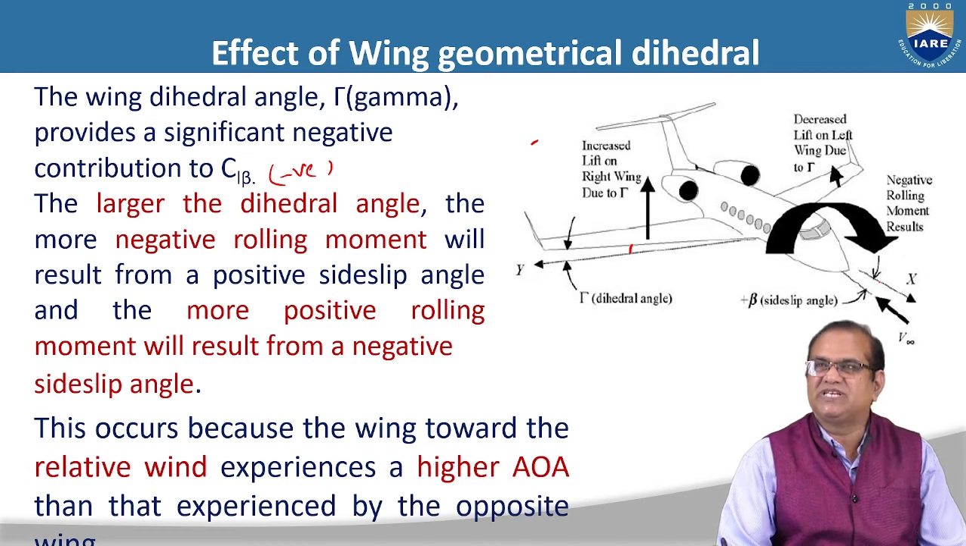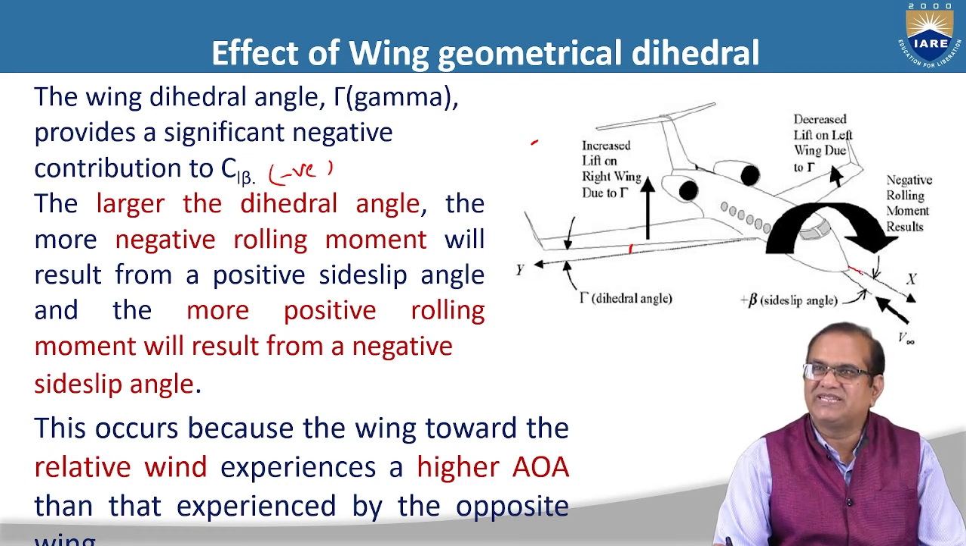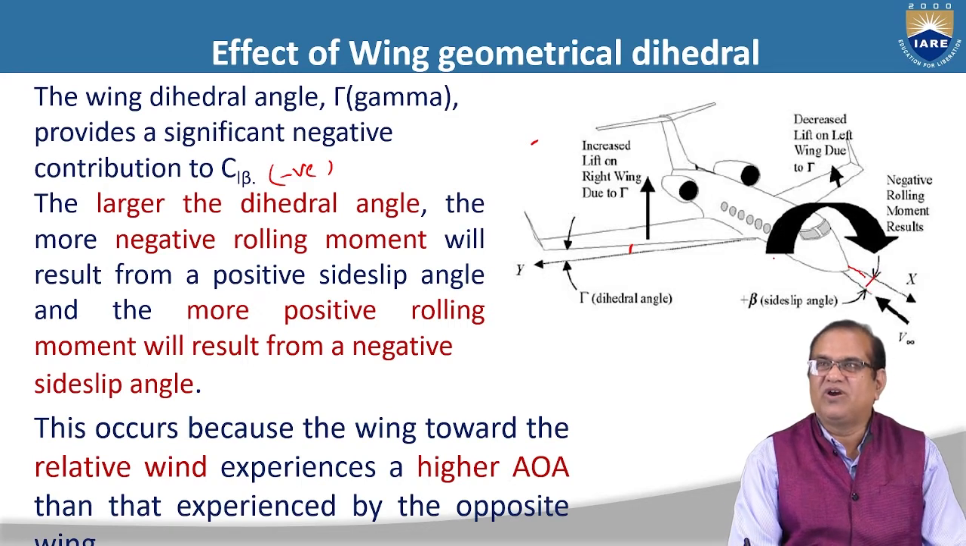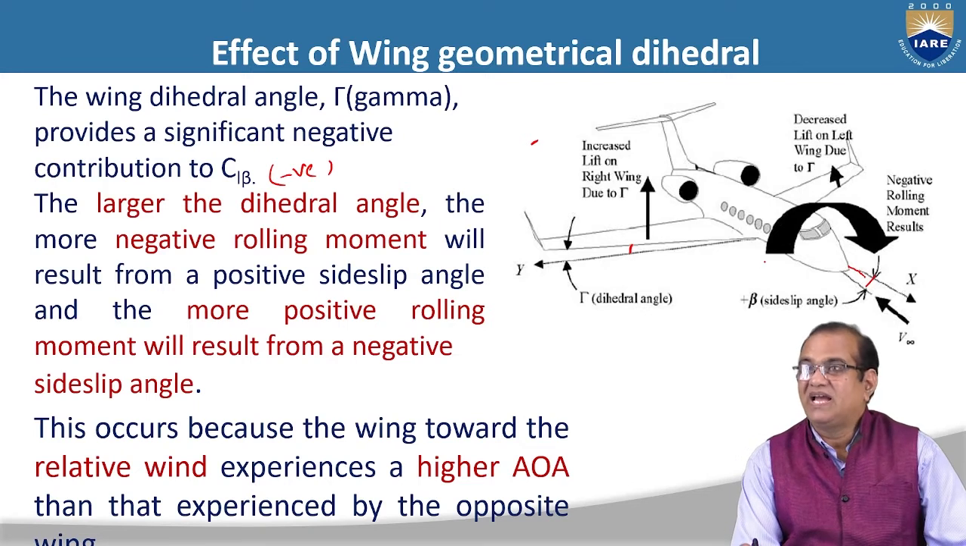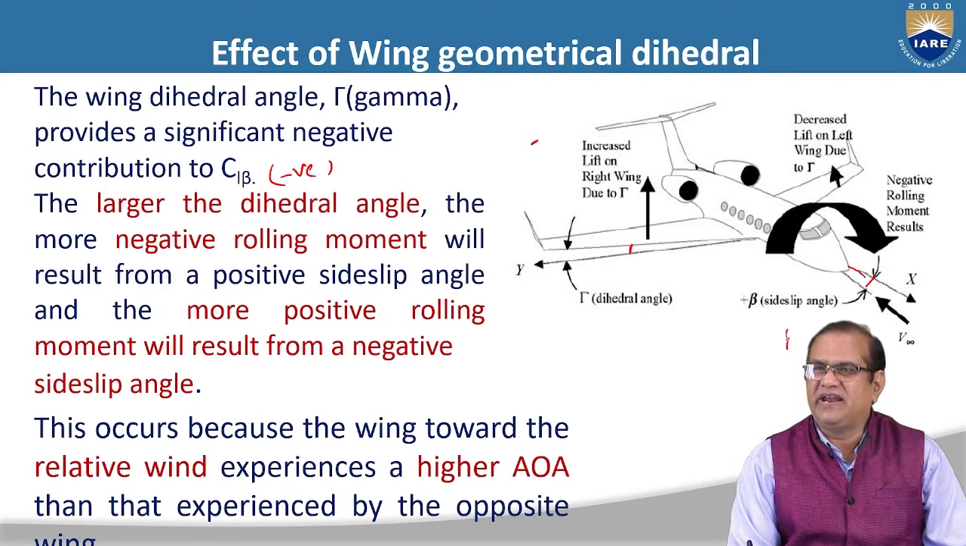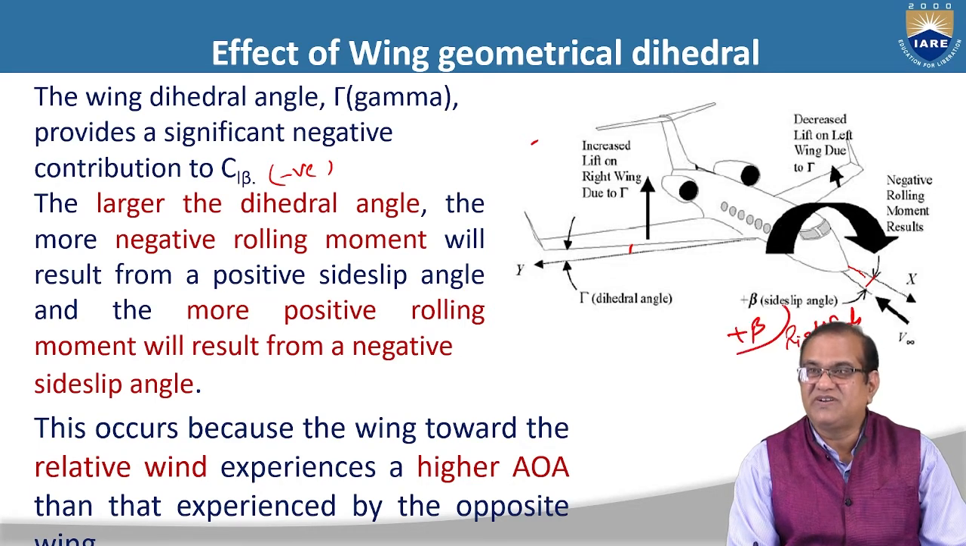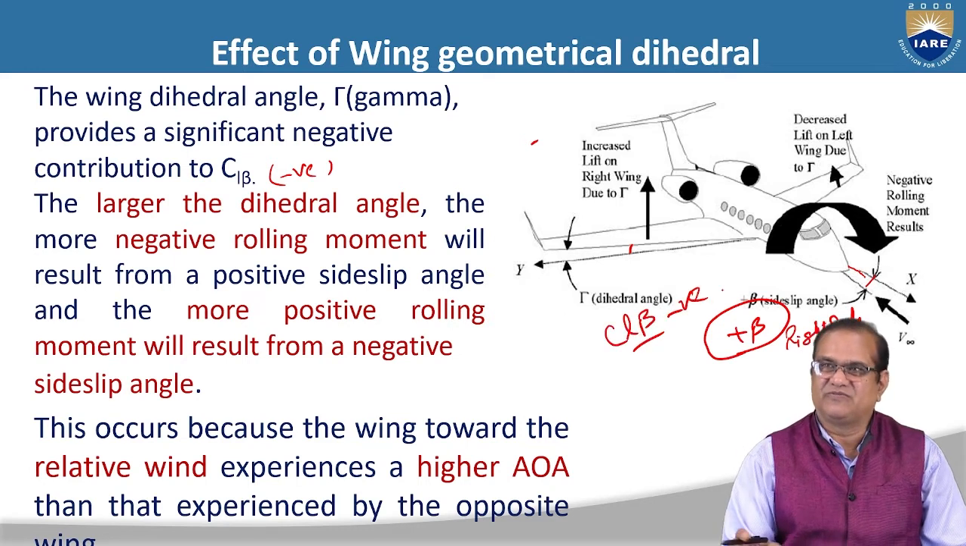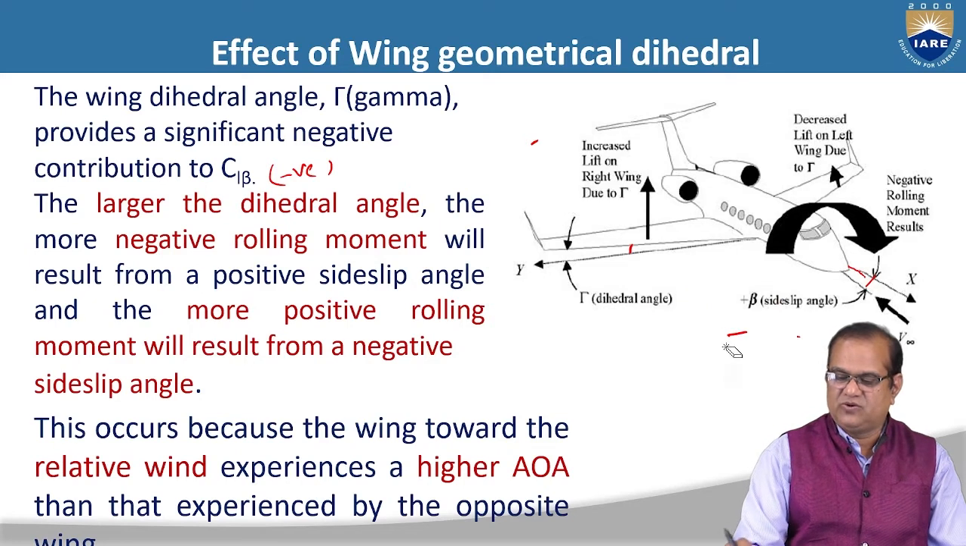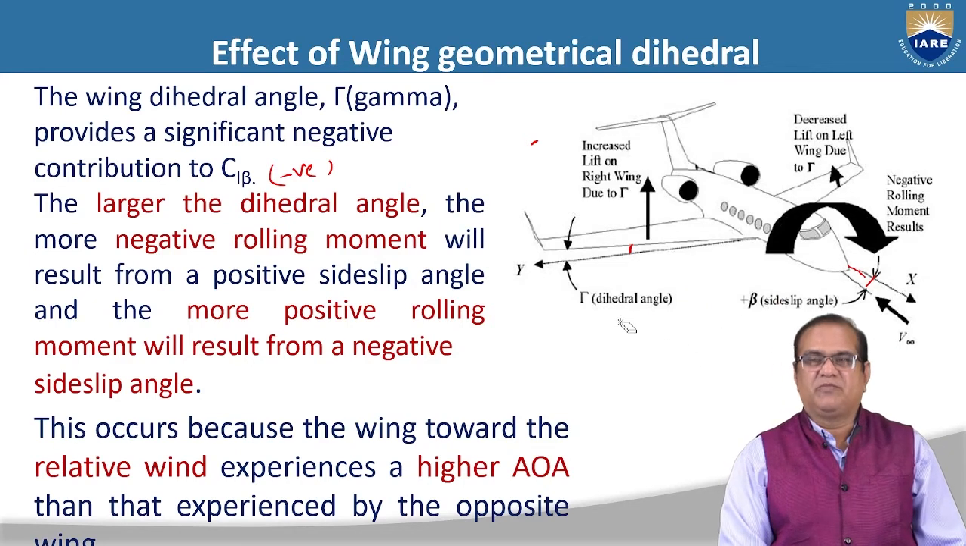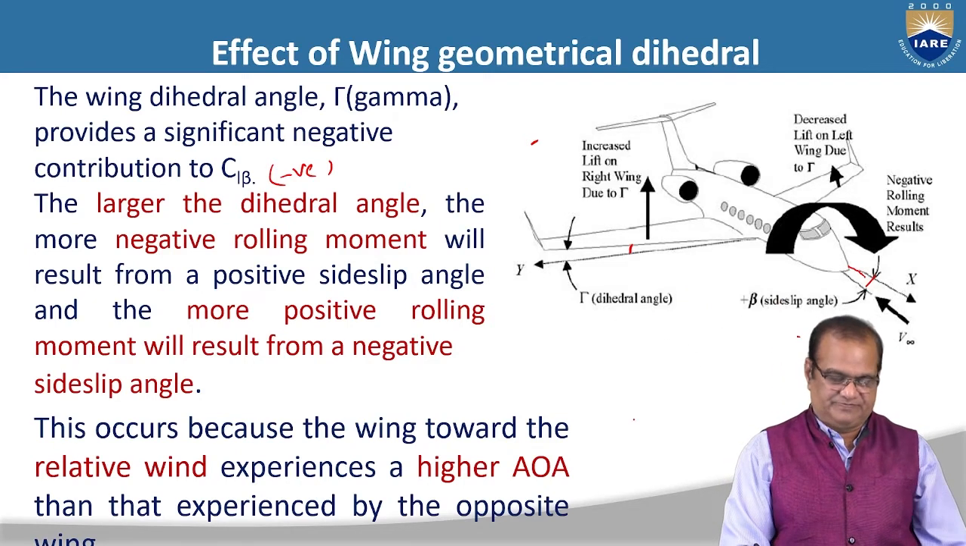In this diagram, the aircraft is moving in this direction and the wind is in this direction. This angle, because the wind is coming from the right side of the pilot, is a positive beta. If it is positive beta, the aircraft will generate a negative C_L beta. Okay, so that is a very important discussion.